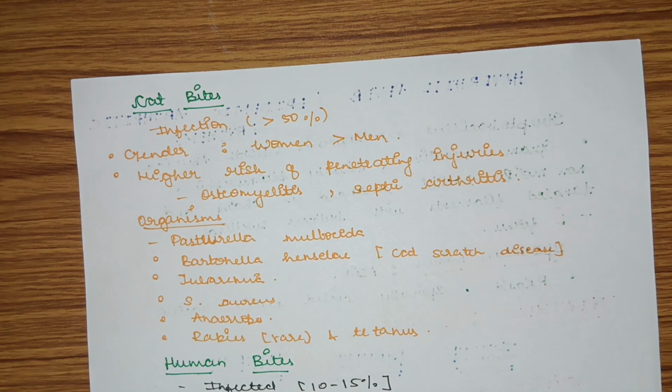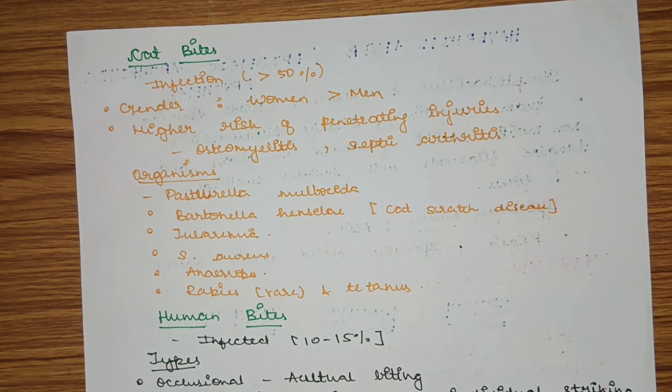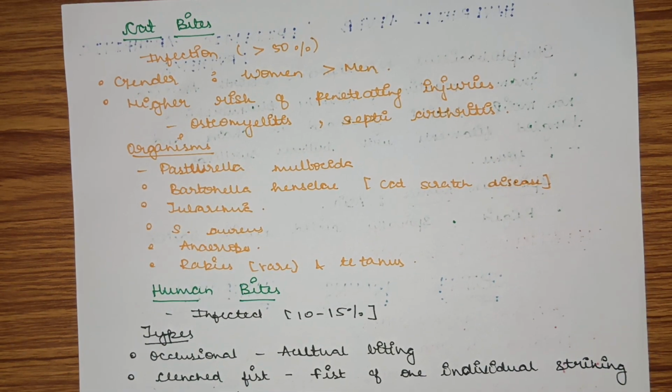Now we'll see about cat bite infections. Cat bites are less common than dog bites, but the infection rate is higher in cat bites, more than 50%. It occurs in women more than men. There is a higher risk of penetrating injuries in cat bites, such as reaching the bone causing osteomyelitis or reaching the joint causing septic arthritis. The organisms seen in cat bite infections are Pasteurella multocida, Bartonella henselae, tularemia, Staphylococcus aureus, and anaerobes. Rabies or tetanus can occur, however these are rare.